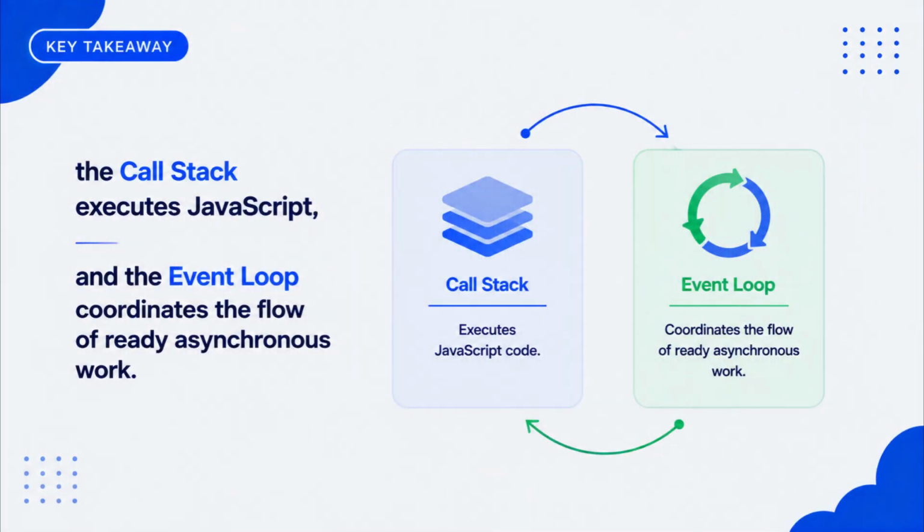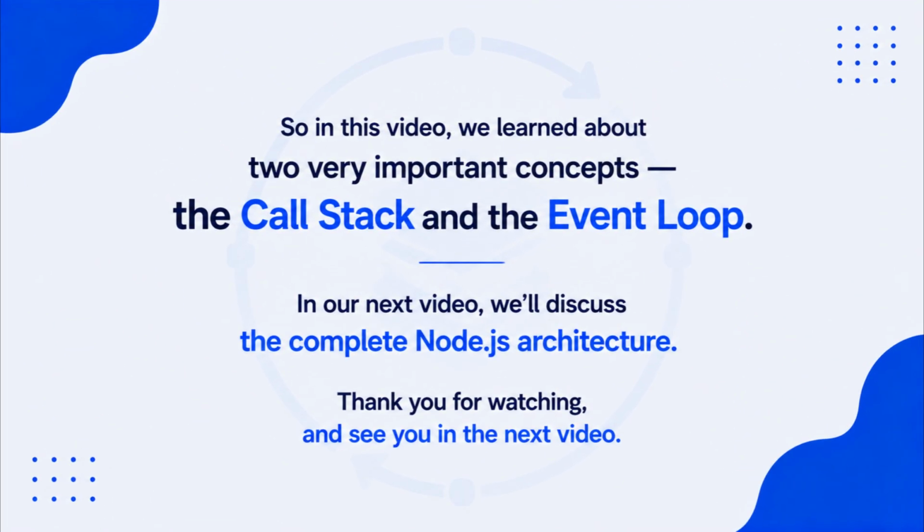So remember, the call stack keeps track of the functions that are currently being executed, and the event loop coordinates the flow of ready asynchronous work. This distinction is really important. So in this video, we learned about two very important concepts, the call stack and the event loop. In our next video, we'll discuss the complete Node.js architecture.